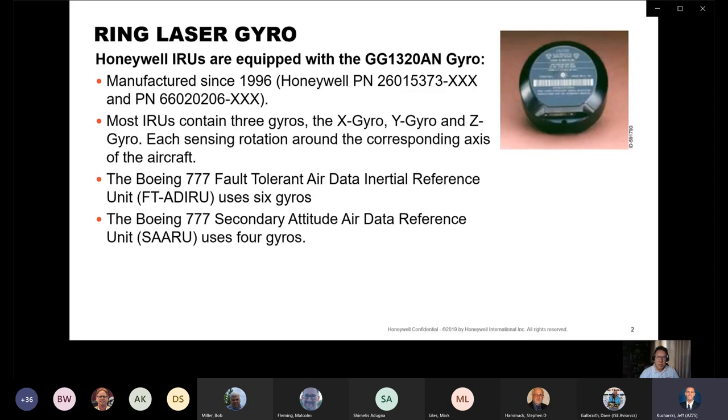Honeywell IRUs are equipped with the GG1320AN gyro. It has been manufactured since 1996 under various part numbers. Most IRUs contain three gyros, the X, Y, and Z gyro, each sensing rotation around the corresponding axis of the aircraft. Note that the Boeing 777 FT8RU is an exception to this three gyro count, as it uses six gyros. And the Boeing 777 SARU uses four gyros.